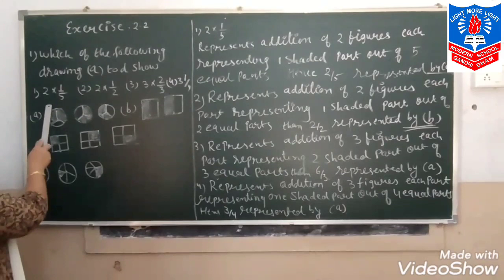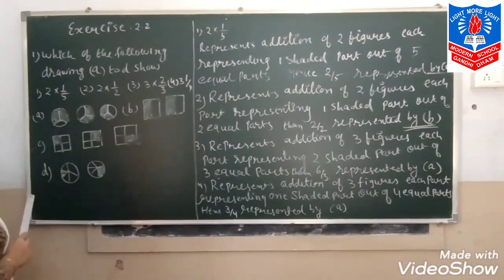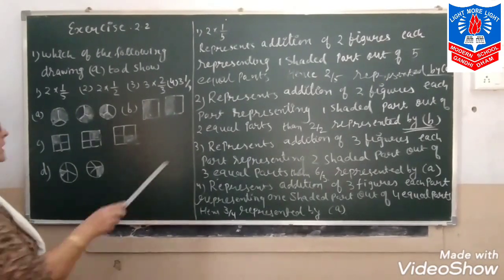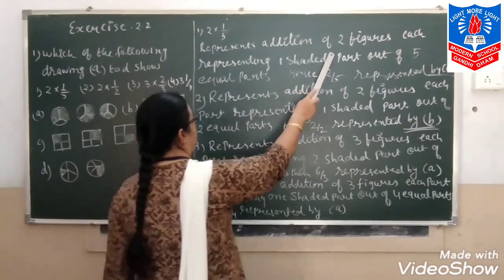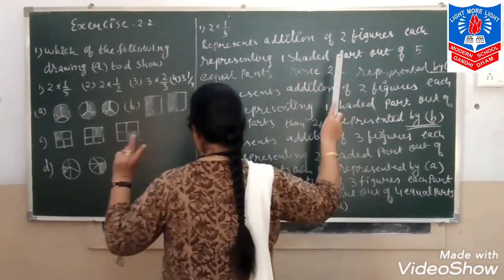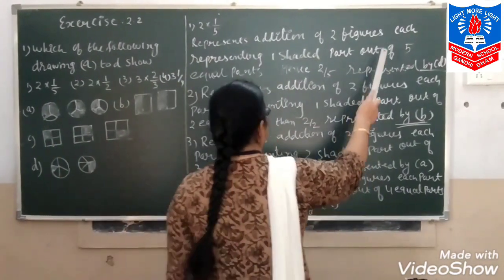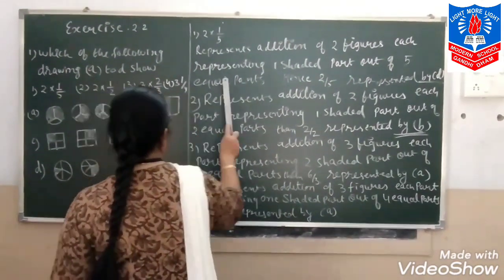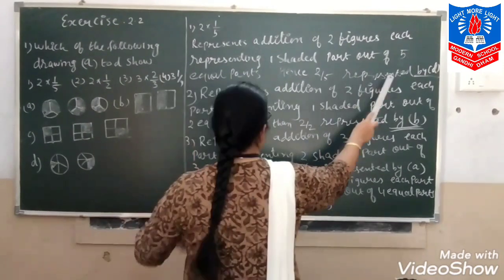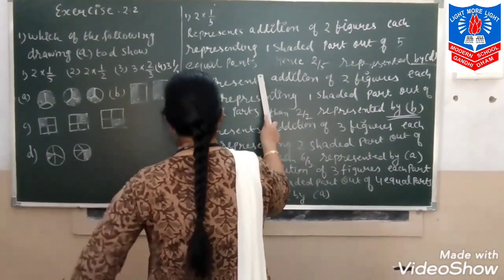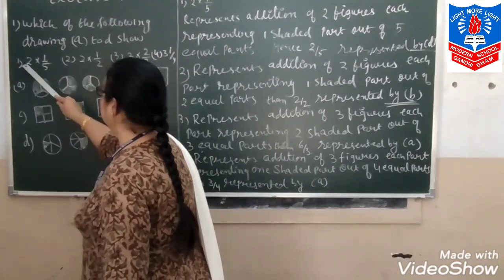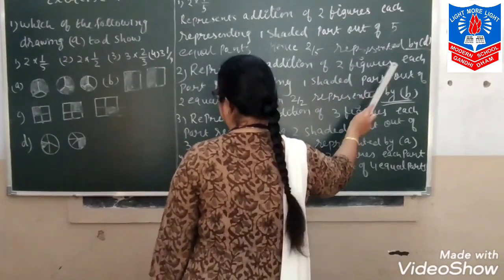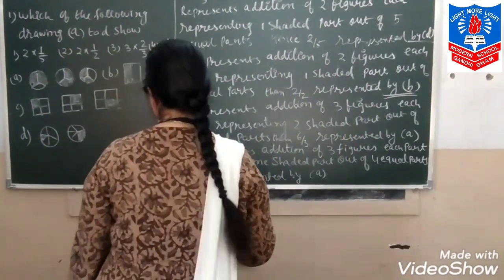See here, first is 2 multiplied by 1 by 5. Here 2 represents addition of two figures. Means how many figures? Two figures. Each representing one shaded. Here is 1. So one shaded part out of 5 equal parts. Hence 2 into 1 is equal to 2 by 5. So 2 by 5 is represented by figure D.